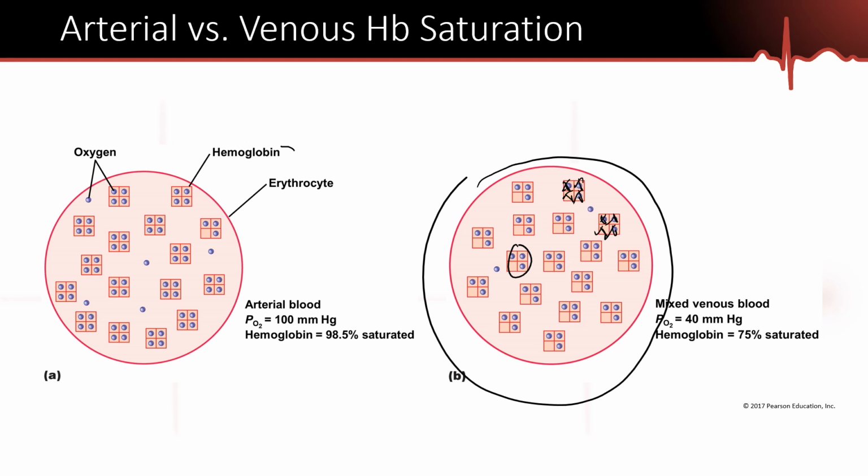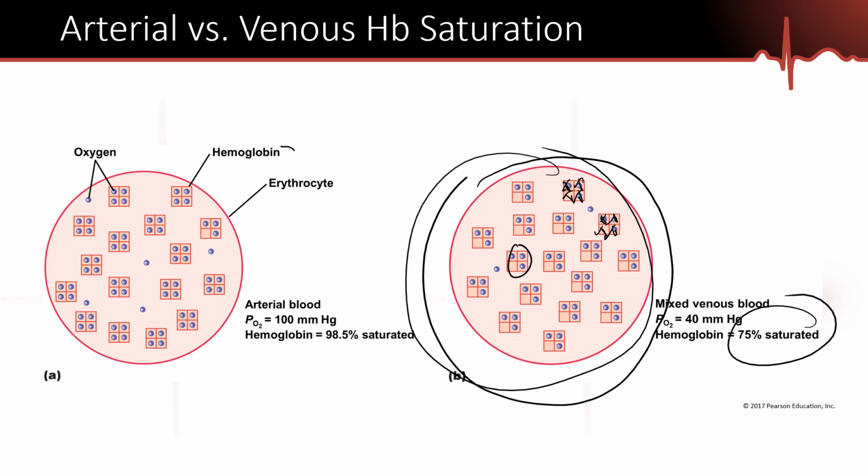So in the first red blood cell here on the right, hemoglobin is 75% saturated. That means of the 250 million hemoglobin molecules, I shouldn't call them molecules, of the 250 million hemoglobin proteins within this red blood cell, cumulatively, those hemoglobin proteins are about 75% saturated with oxygen.